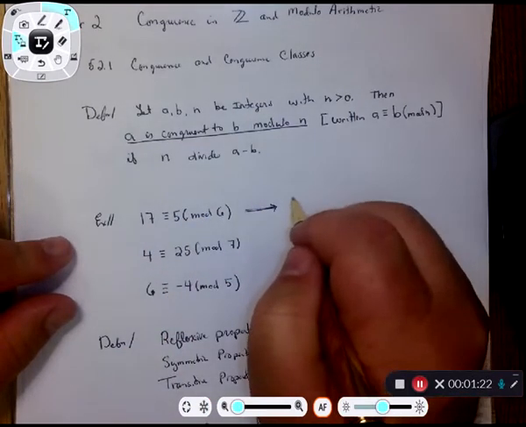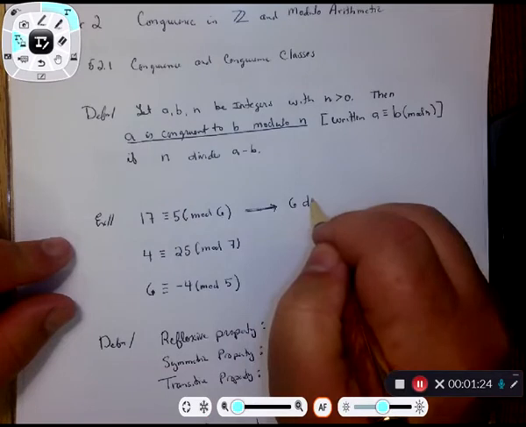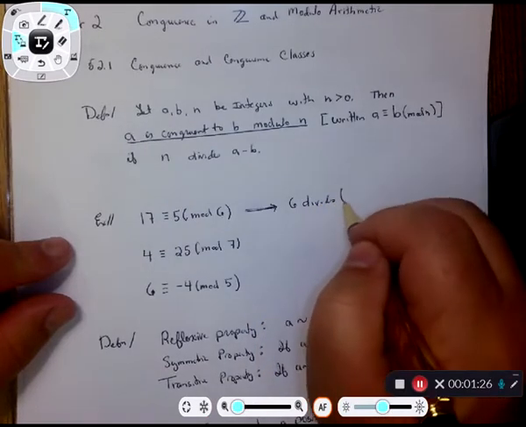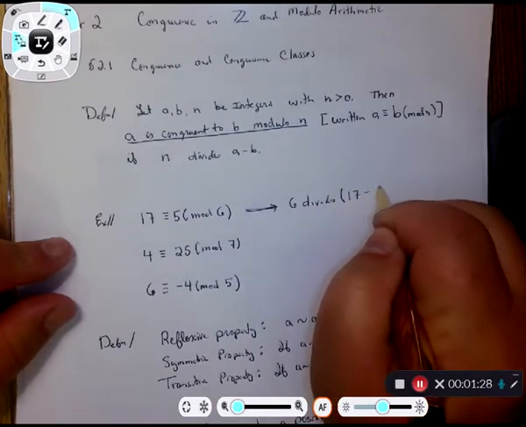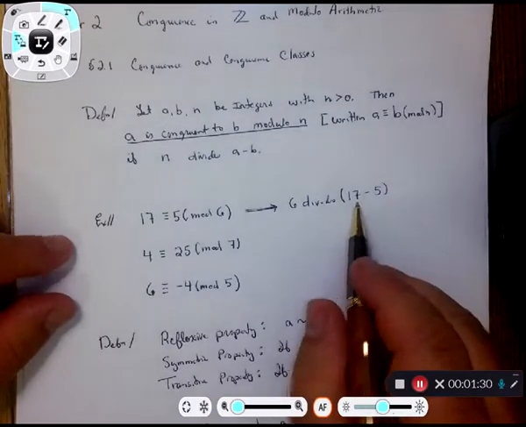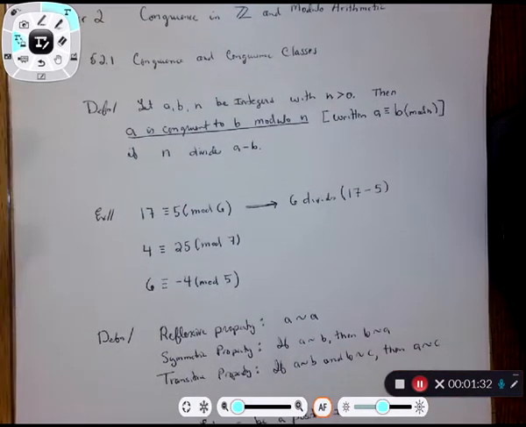Because 6 divides 17 minus 5. We'll double check it. Now 17 minus 5 is 12, and clearly 6 divides 12, so that's a winner.